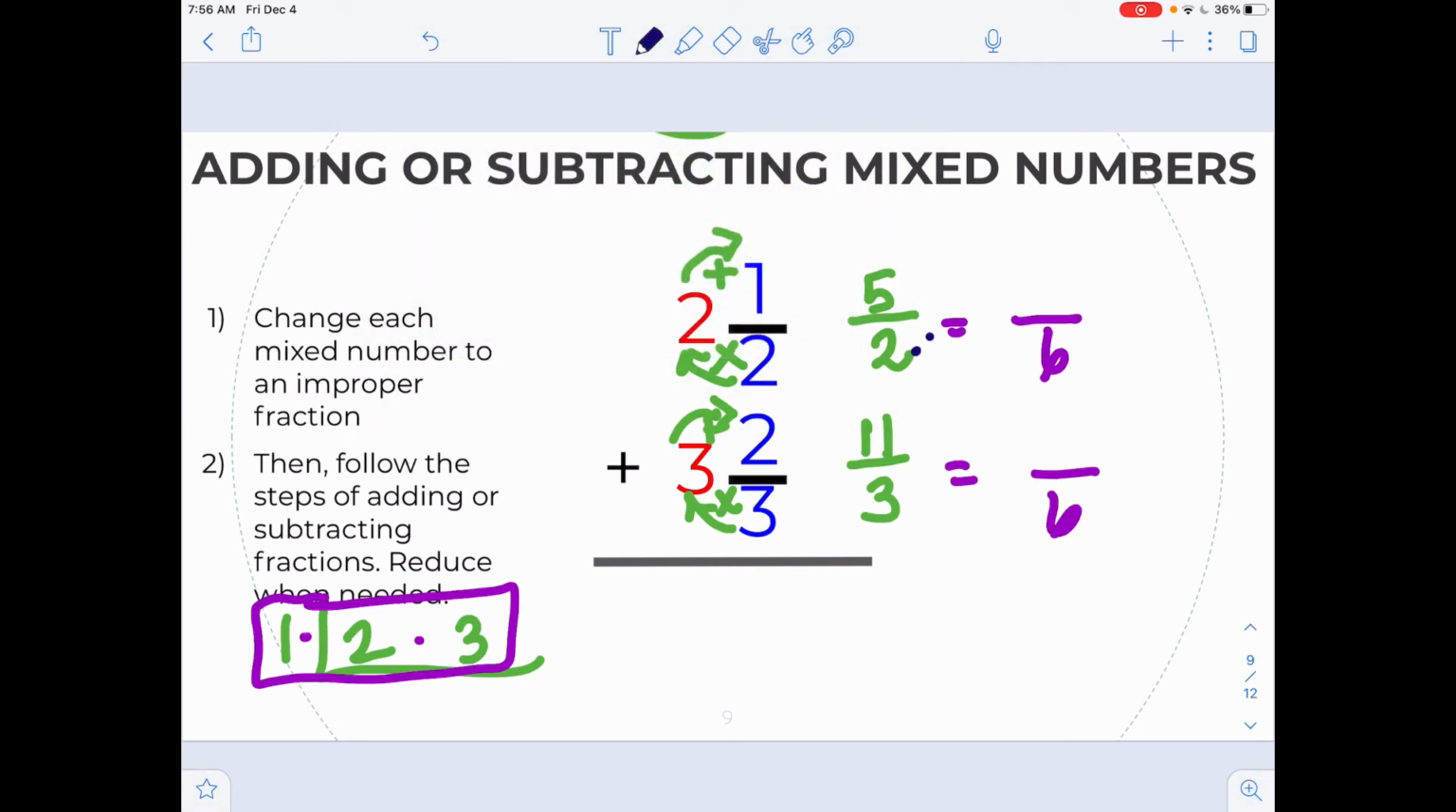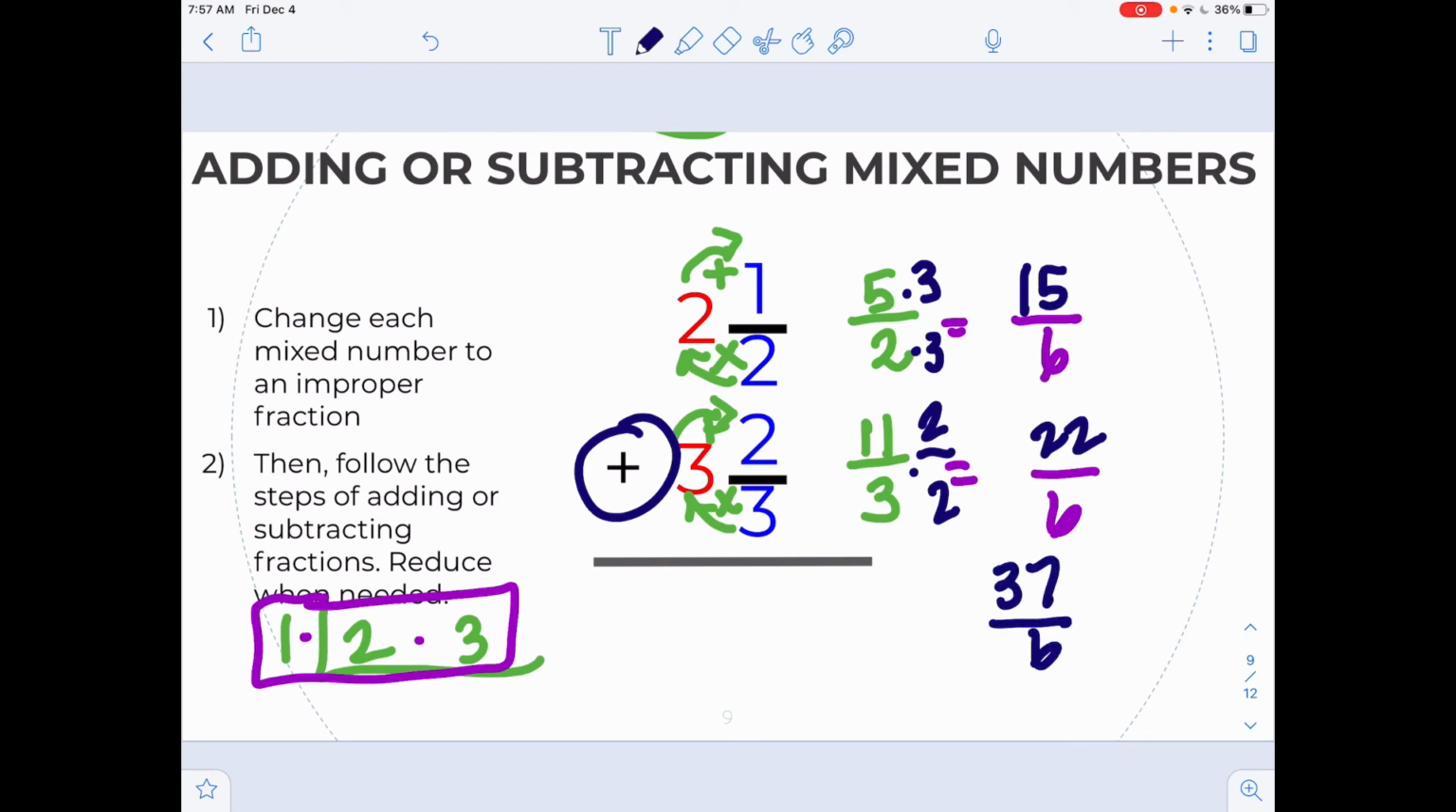So I need to multiply the 5 halves by 3 thirds, and I need to multiply the 11 thirds by 2 halves. So I get 15 sixths and 22 sixths, and we're adding them. So I have 37 sixths. Now I need to reduce when needed, which means if it was a proper fraction, I would make sure it's in lowest terms. If it's an improper fraction, I make sure to reduce to a mixed fraction.